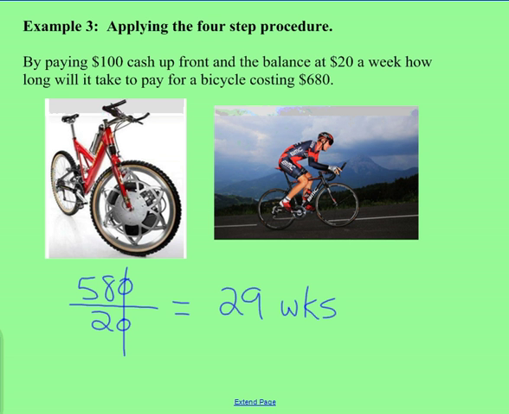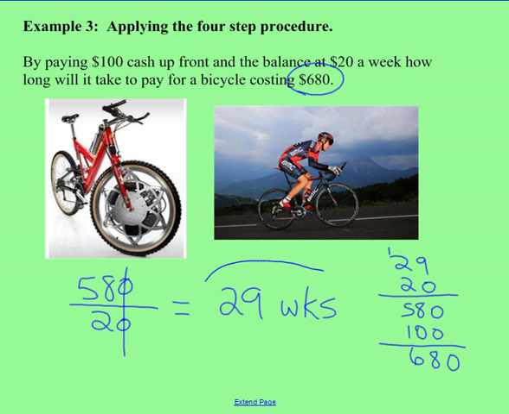Now the final step in the problem-solving process is to check your work. Let's double check here. 29 weeks at $20 per week is $580. And of course, we paid $100 cash up front, so if we add on the 100, that gets us back to $680, which was the original cost of the bicycle. So we can be sure that 29 weeks is the correct amount of time to pay off our bicycle.